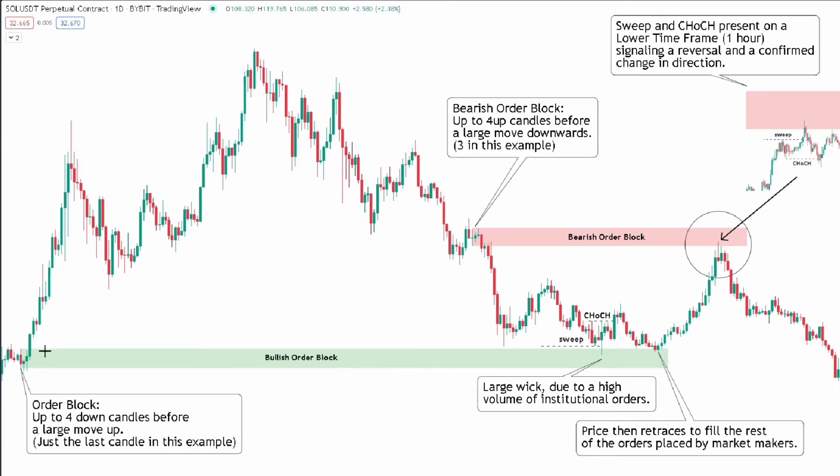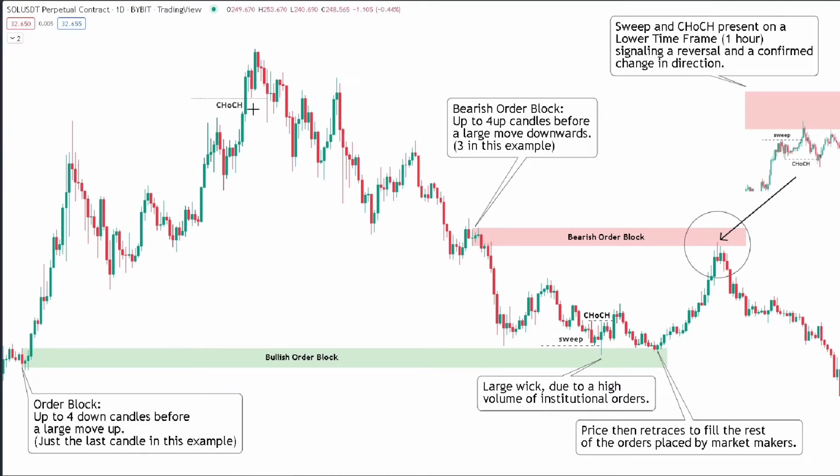And another way to confirm this order block is that you need a change of character and a sweep and a break of structure. So as you can see up here, we have a change of character. On top of that, we have our sweep. Then we take this swing low and we have our break of structure. With this, we can identify an order block.